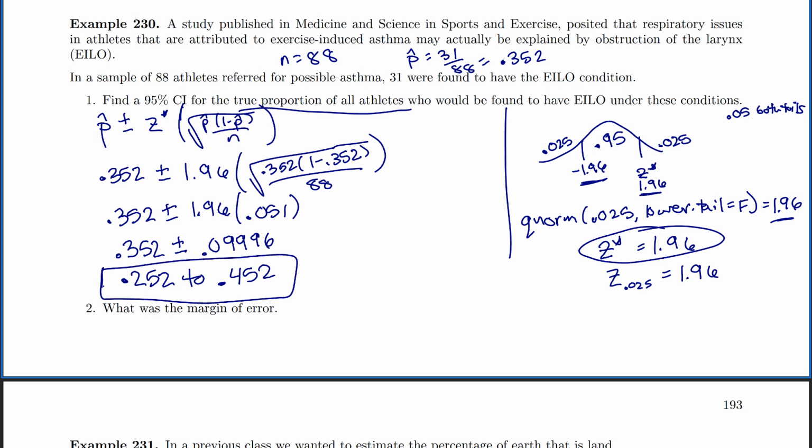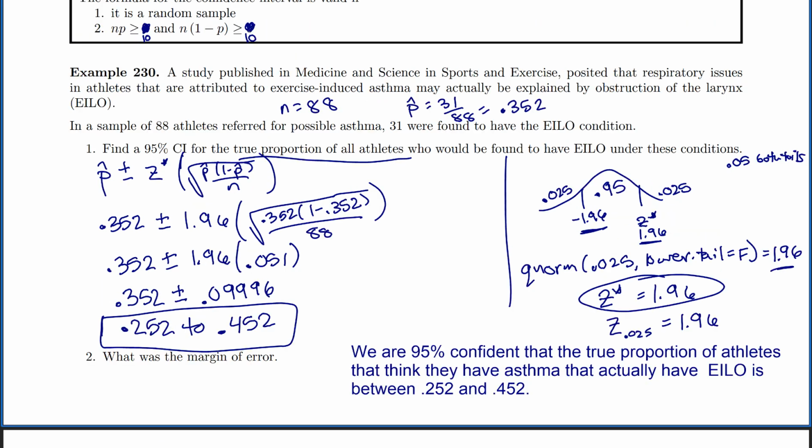I could say something like, we are 95% confident that the true proportion of all athletes that have ILO is between 0.25 and 0.452. So let's go ahead and write that. Again, this says we are 95% confident that the true proportion of all athletes that think they have asthma that actually have ILO is between 0.252 and 0.452.